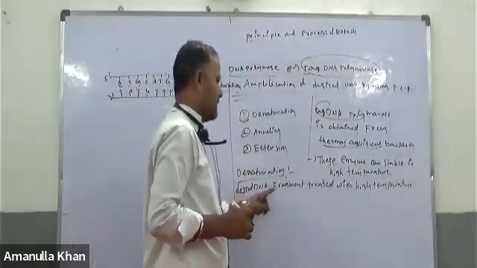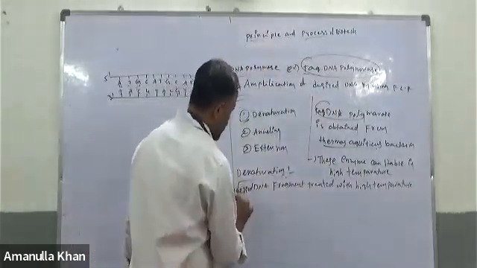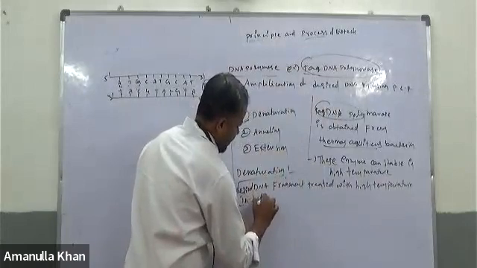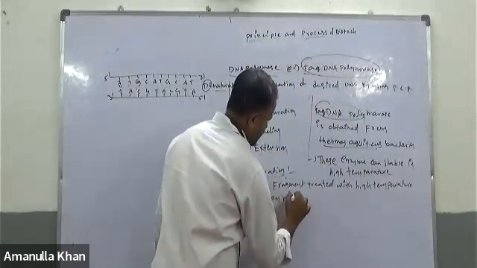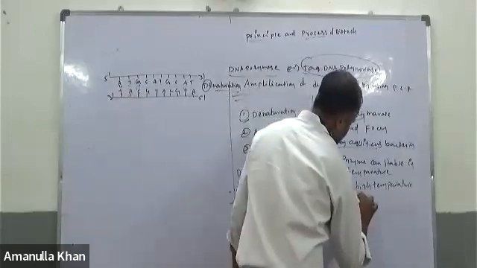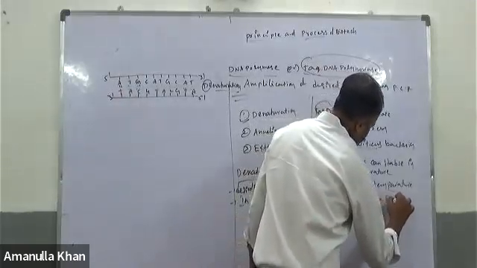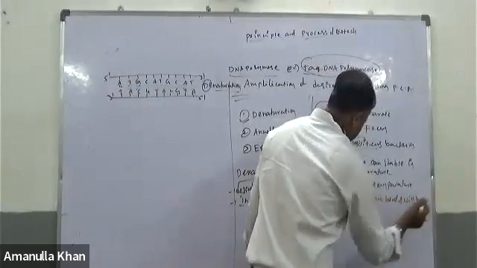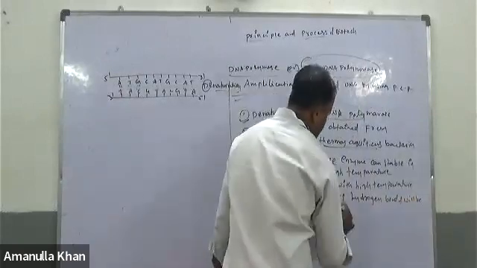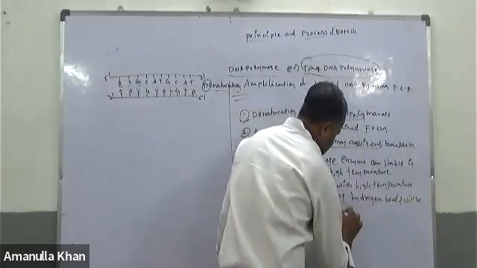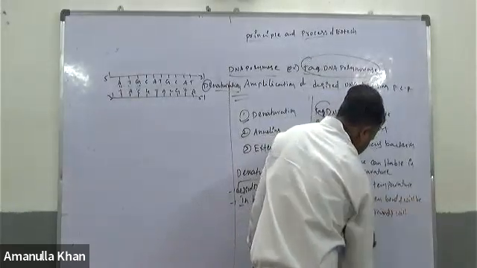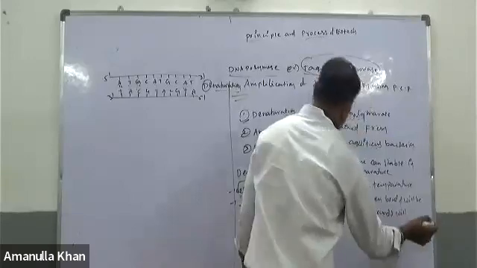When the desired DNA fragment is treated with a high temperature, what happens? In between the nitrogen base pairs, hydrogen bonds will break down, and the two DNA strands will separate. That is denaturation.